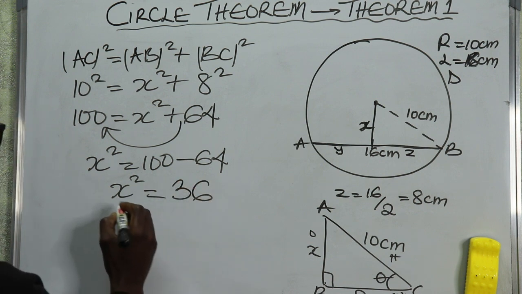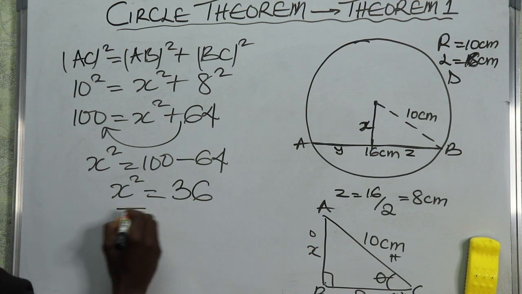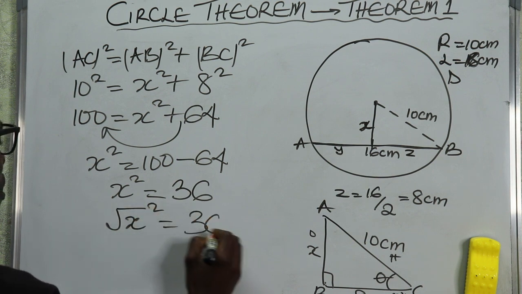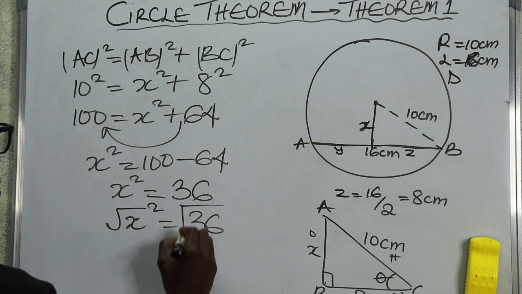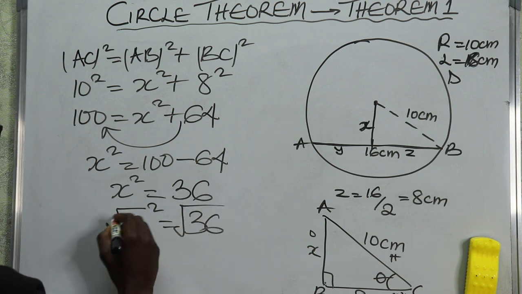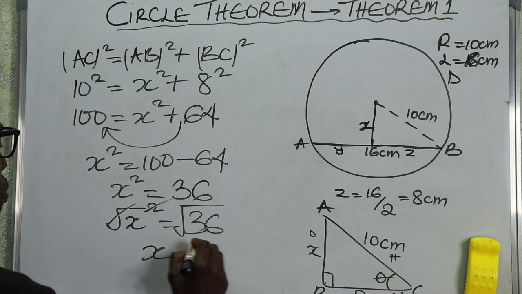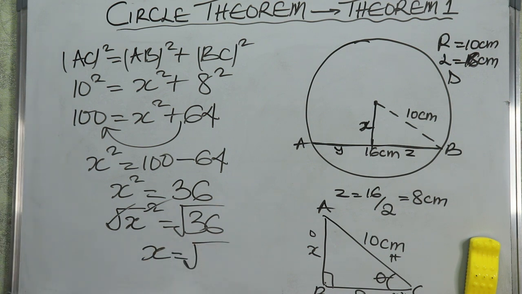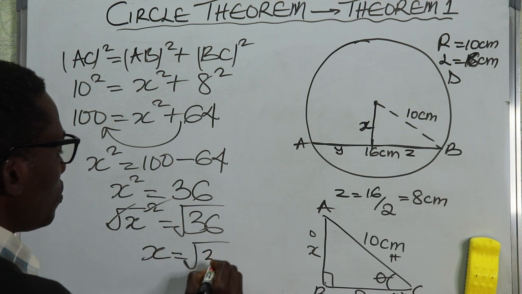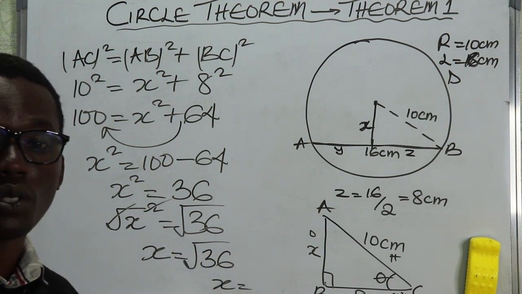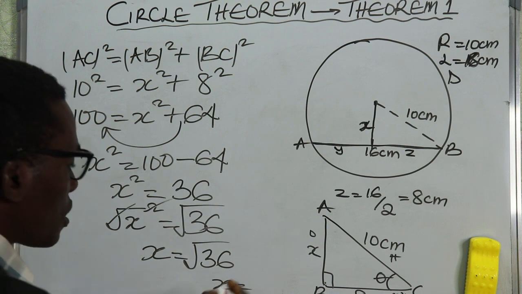So to clear this square, we are going to square root both sides. So we have x squared equal to 36. Square root of 36. So our x will now be equal to the square root of 36, which is going to give us the value 6 centimeter.